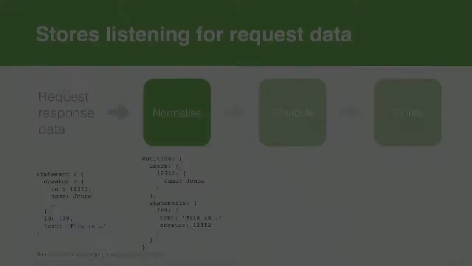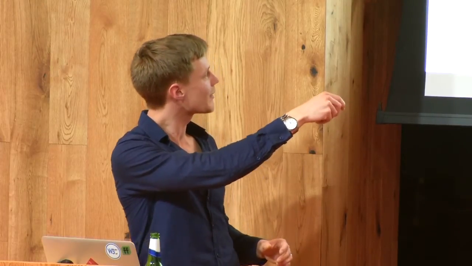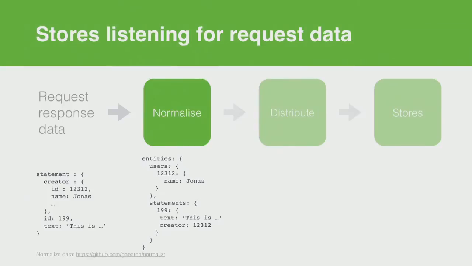So the creator that was a full nested object over here is replaced with its ID only. So this means that the statement store will not also store the user data that the user store already stores. It only stores a reference of the user that's instead stored in the user store. So the normalizing step just takes care of prepping the data for us into a format that's very easy to use with Flux. Because now when we have this format, distributing the data to the stores is super easy.